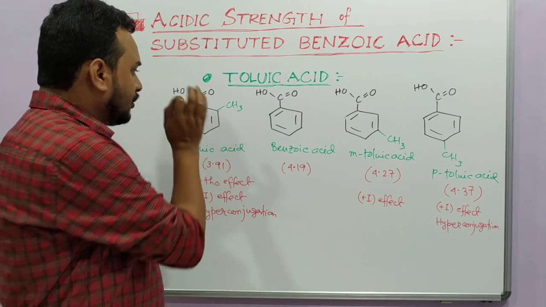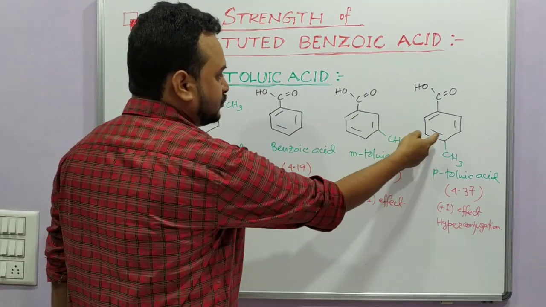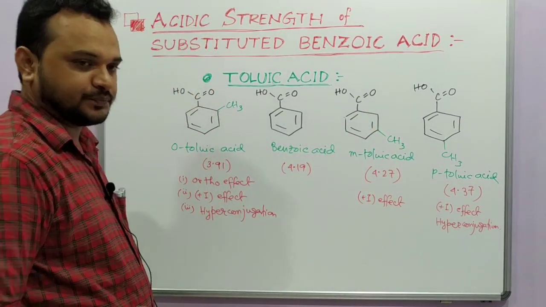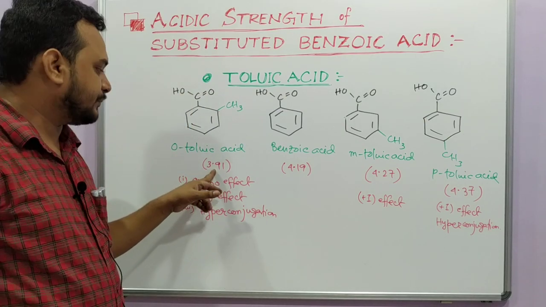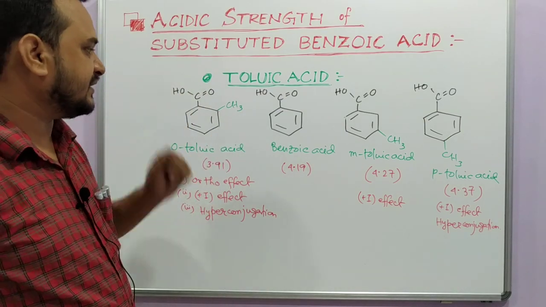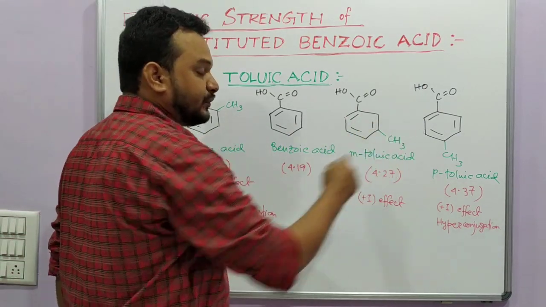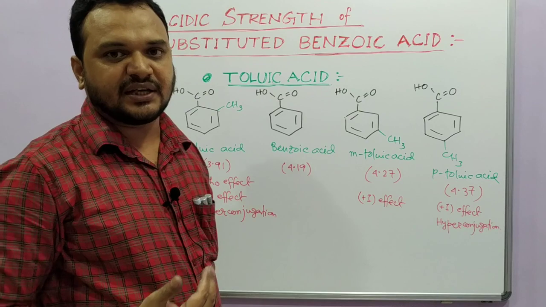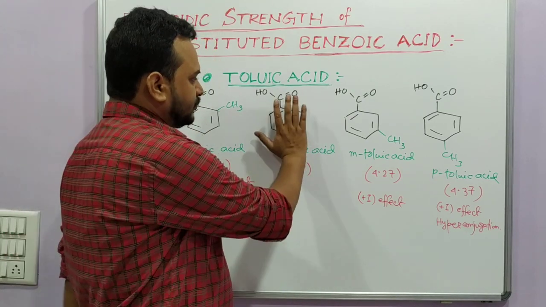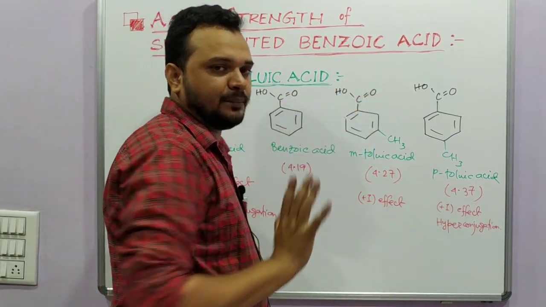Not only that, it is more acidic than the isomeric benzoic acids also. So it is the most acidic, and that is revealed from the pKa value also, 3.91. Then comes your benzoic acid. Now for the remaining three, we will see whether the group is electron donating or electron withdrawing. Since methyl is an electron donating group, benzoic acid will be more acidic, then will come meta and para.